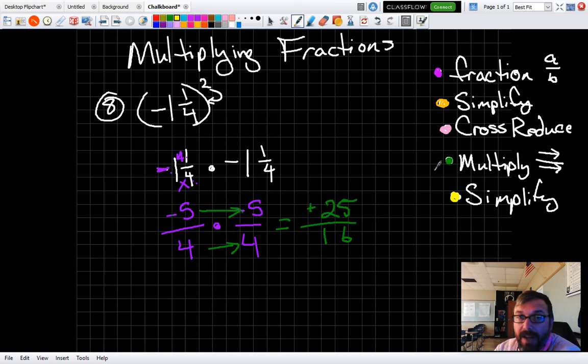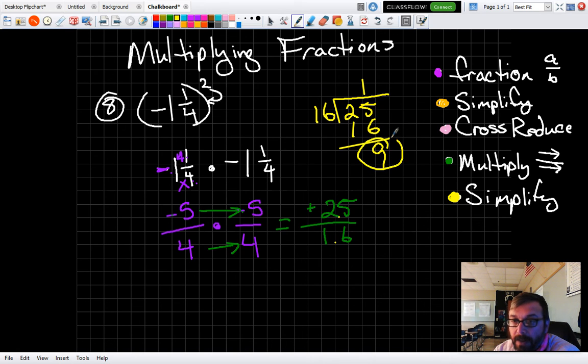Okay, and now I need to simplify this. While simplifying it, I'm asking, 16 goes into 25 how many times? Well, that's going to go into it 1 time. 1 times 16 is 16. That's going to leave 9 left over. Okay, so I remember this is my numerator. So the remainder will be my numerator, and my divisor, 16, will be my denominator. So that means it simplifies to 1 and 9/16.